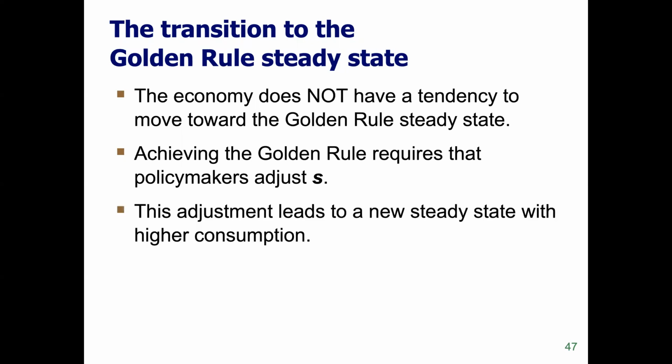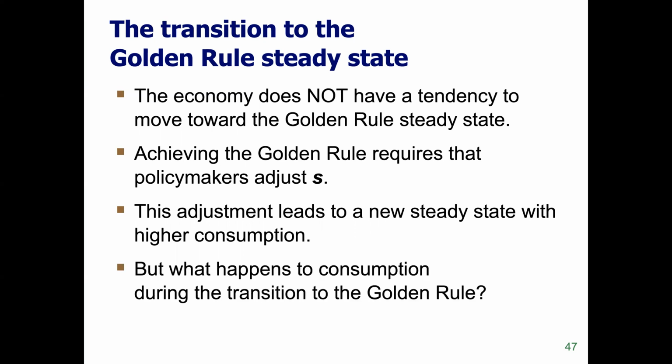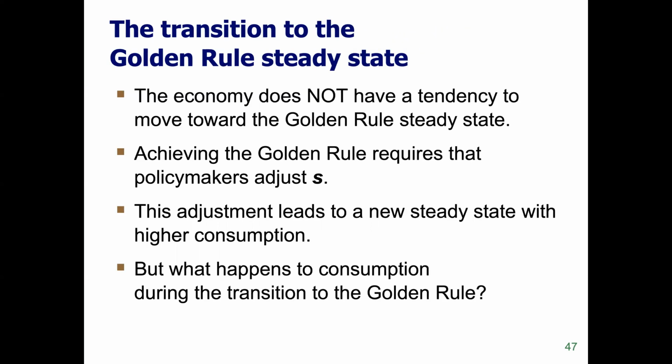This adjustment leads to a new steady state with higher consumption, if they adjust little s upwards, that is. But what happens to consumption during the transition? Actually, I'm sorry. By definition, the golden rule has a higher consumption than any other value. So unless you're at the golden rule to begin with, you are going to make consumption go up. But let's see what happens along the way.